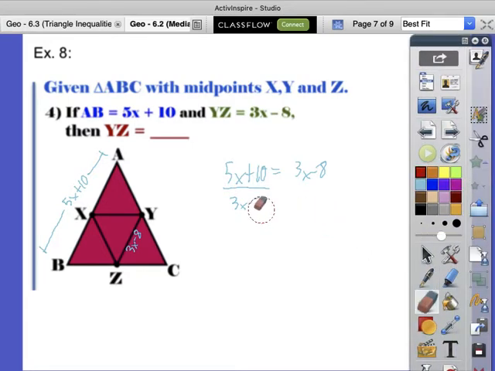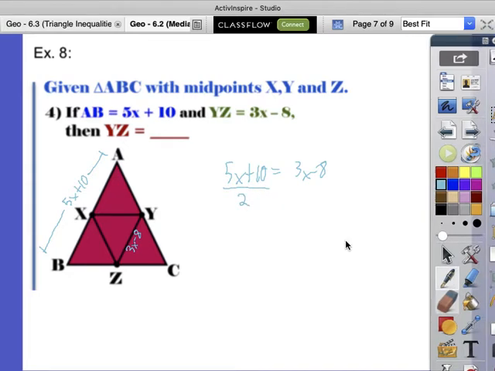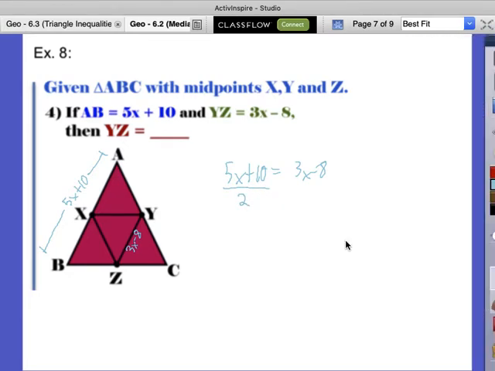Okay, why would we divide by 2, Clyde? Because it's half. So I could divide by 2. Now, is this necessarily something I want to divide by 2? Or if I was solving this, I can multiply the whole thing by 2 and multiply this whole thing by 2. And I get 5x plus 10 is equal to 2 times 3x minus 8.